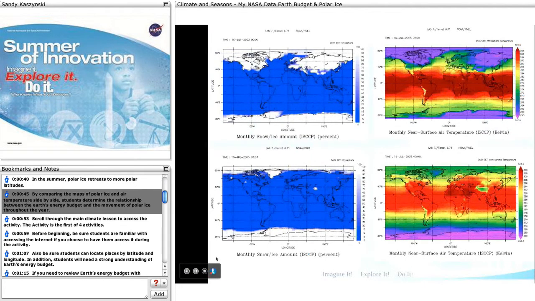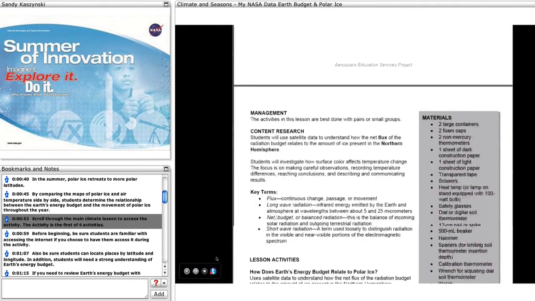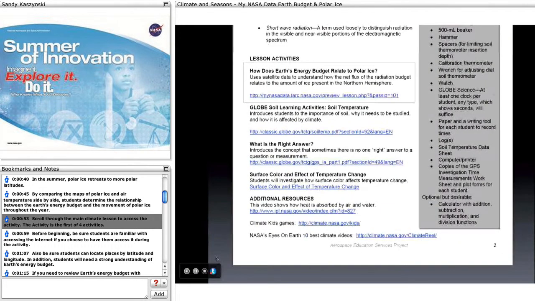By comparing the maps of polar ice and air temperature side by side, students determine the relationship between the Earth's energy budget and the movement of polar ice throughout the year. Scroll through the main climate lesson to access the activity. The activity is the first of 4 activities.